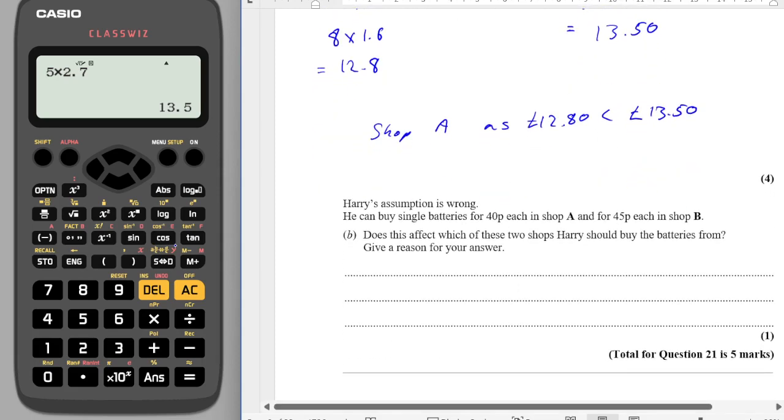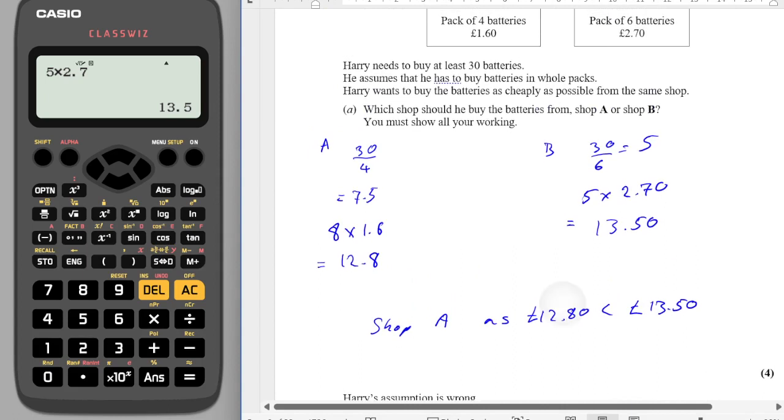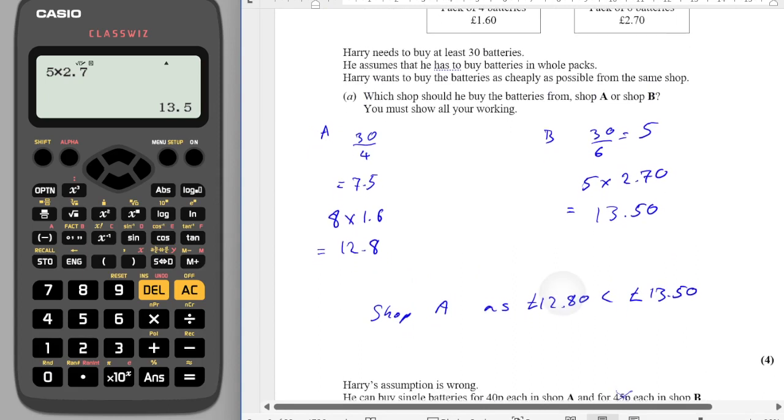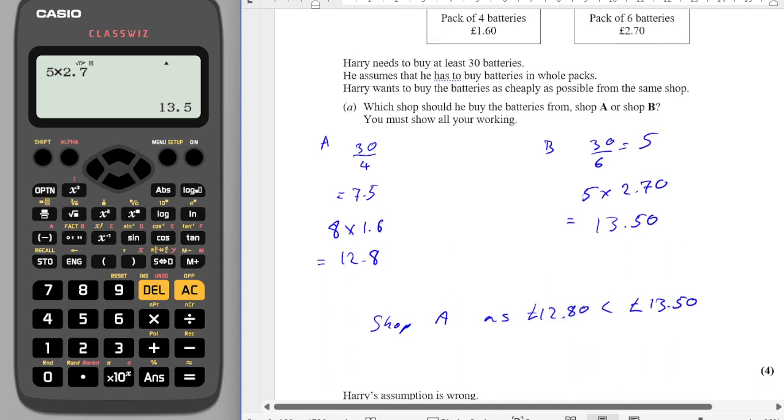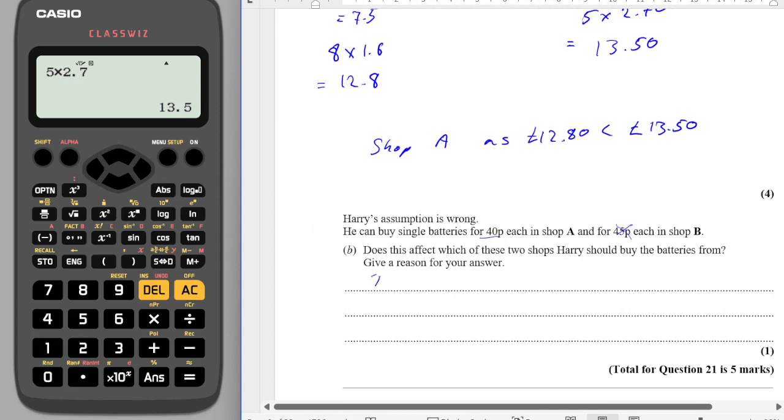Harry's assumption is wrong. He can buy single batteries for 40p from shop A and 45 pence from shop B. How does this affect which shop he would buy batteries from? For shop B, he bought exact packs, so there's no change for shop B. For shop A, he could have bought 28 batteries, so he could have bought it for less from shop A, so it does not affect our answer.